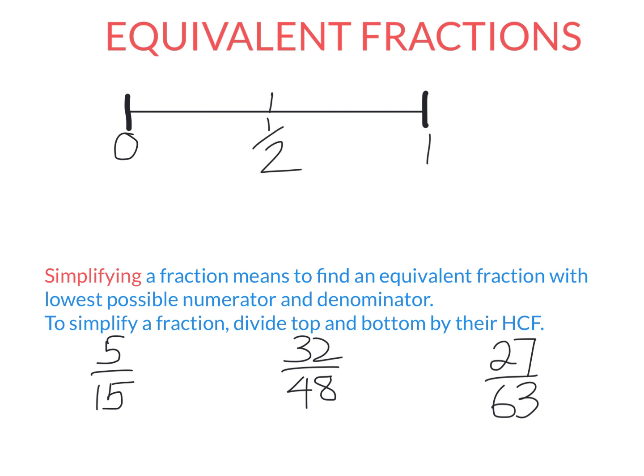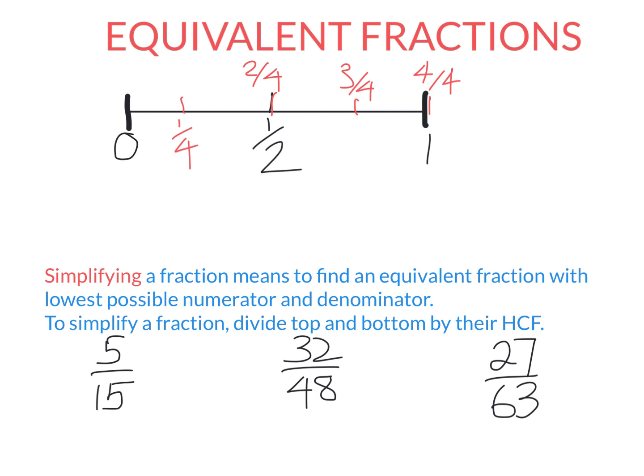But I can divide this number line further. Let's divide it into quarters. If I divide it into quarters, there'll be 4 divisions between 0 and 1. So I have 1 quarter here. This will be 2 quarters, 3 quarters, and then 4 quarters.